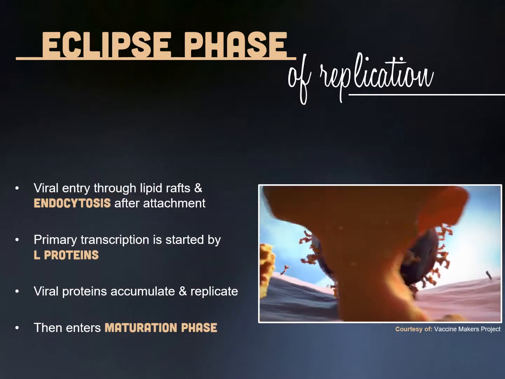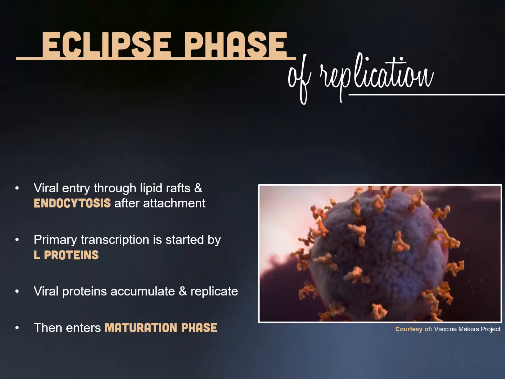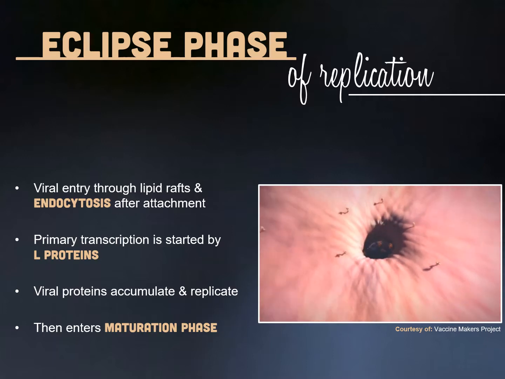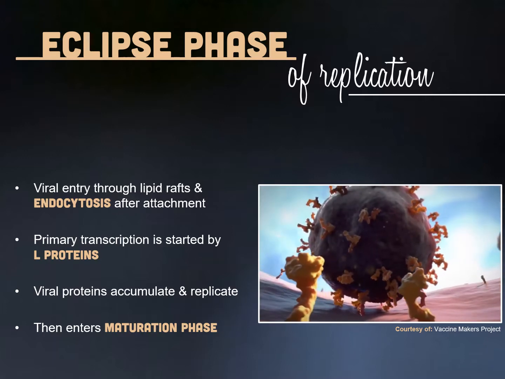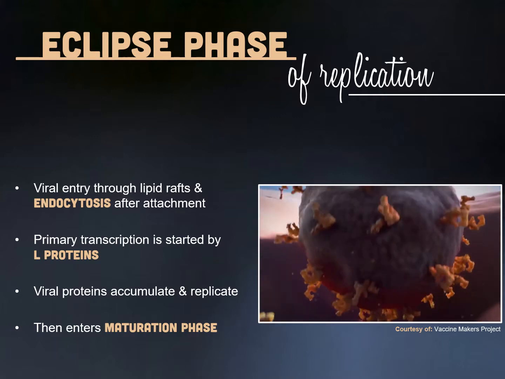The viral entry is through the lipid rafts and endocytosis after attachment, and primary transcription is started by the L proteins. Viral proteins accumulate and replicate, then enter the maturation phase.